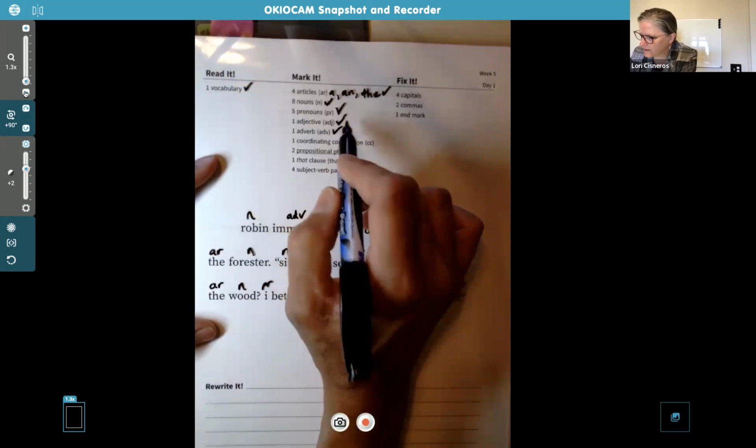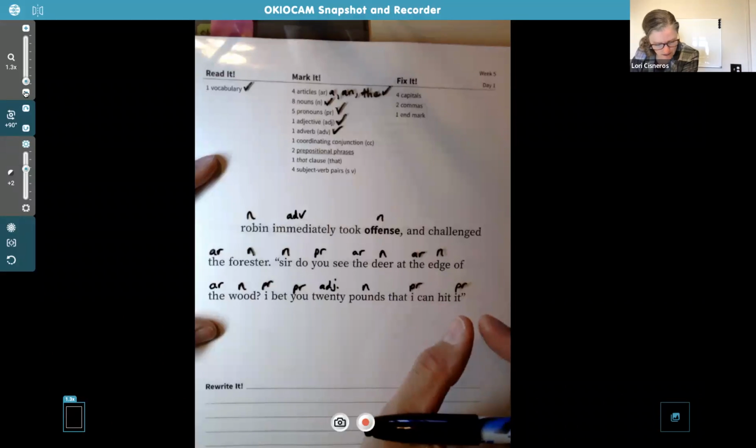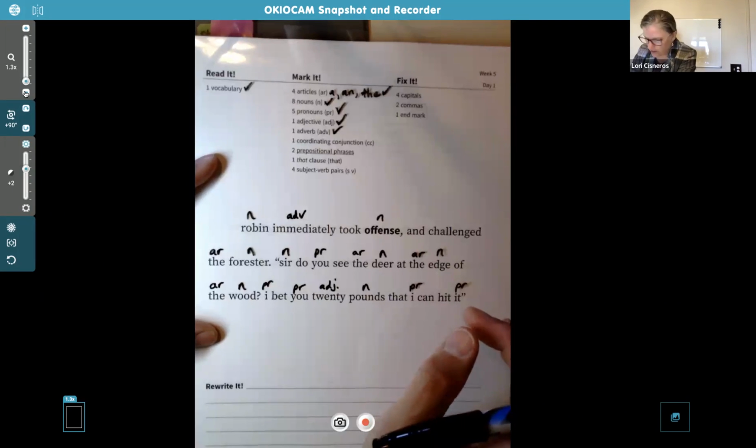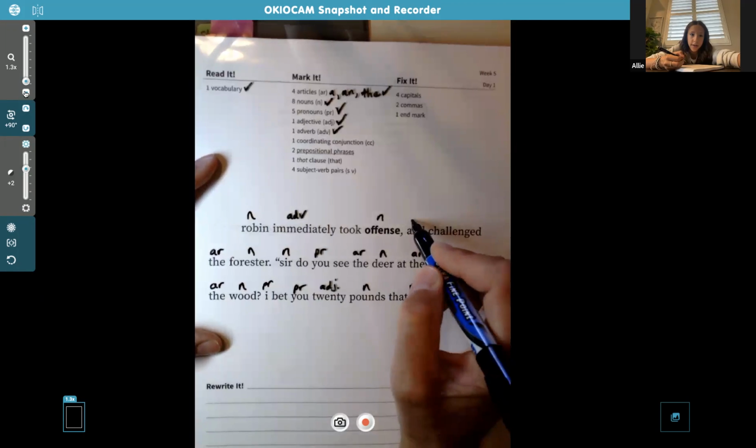Good. And then a coordinating conjunction. Remember, that connects parts of sentences together. Allie, do you know what that would be? Is it and? It is and.